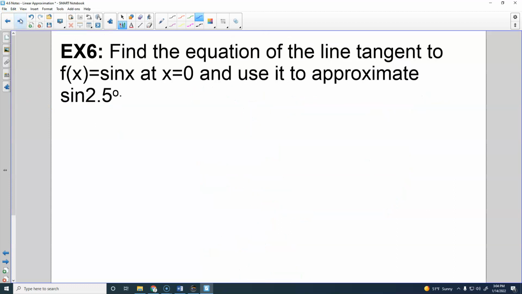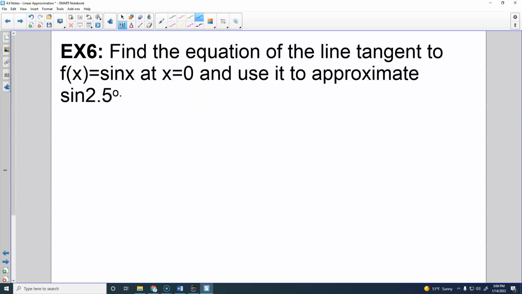Okay? All right. Find the equation of the line tangent to f of x equals sine x at x equals 0. Use it to approximate sine of 2.5. Sine of 2.5, definitely not on the unit circle, something we cannot do without the calculator. So this is an instance where maybe they might ask us to do linear approximation with this.